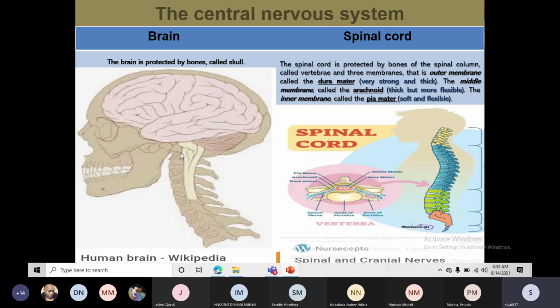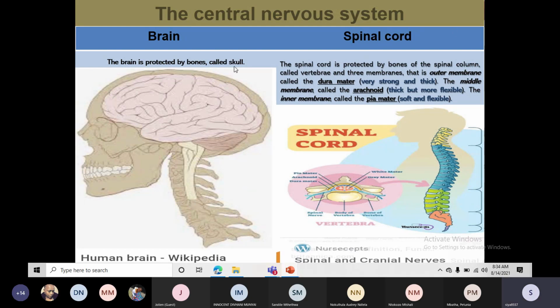Here you can see the spinal cord. The spinal cord is protected by the bones of the spinal column, called vertebrae, and three membranes. The brain is protected by the skull, the spinal cord by the vertebrae.